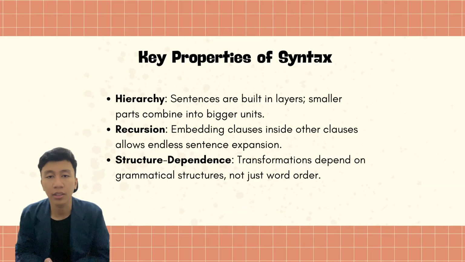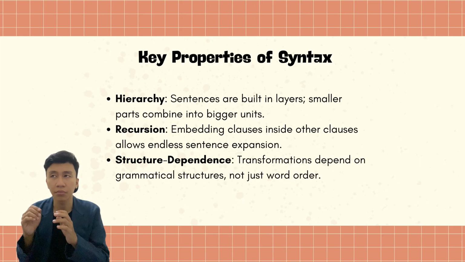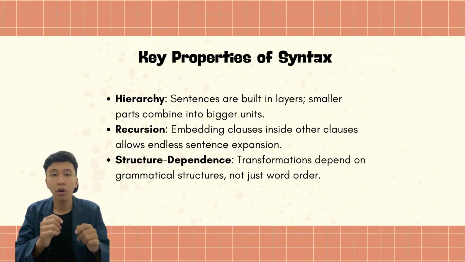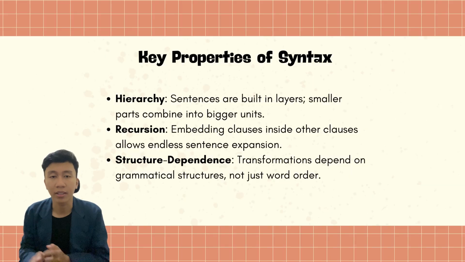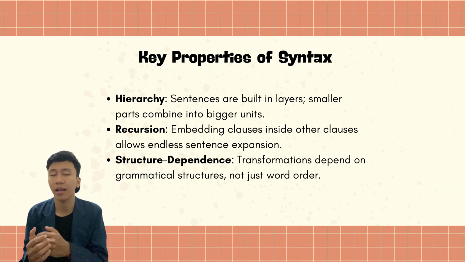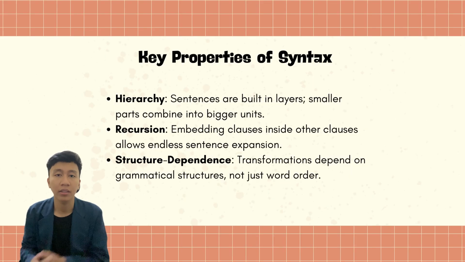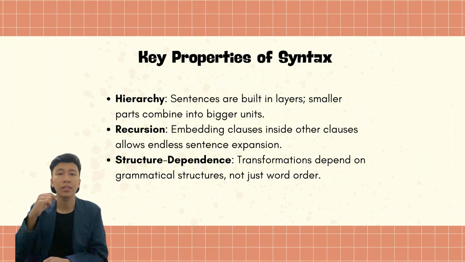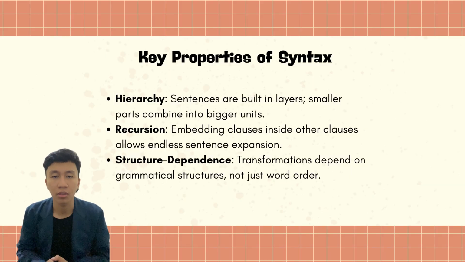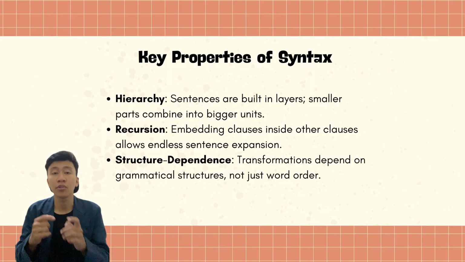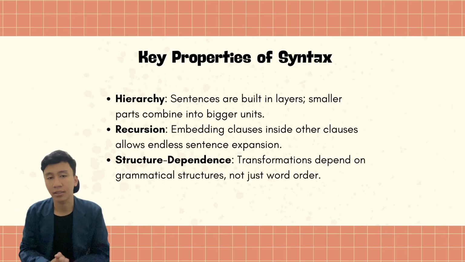For example, in the sentence "the tall boy kicked the ball," the phrase "the tall boy" is a noun phrase acting as the subject, and "kicked the ball" is the predicate or verb phrase. These are distinct parts that work together to form the sentence.